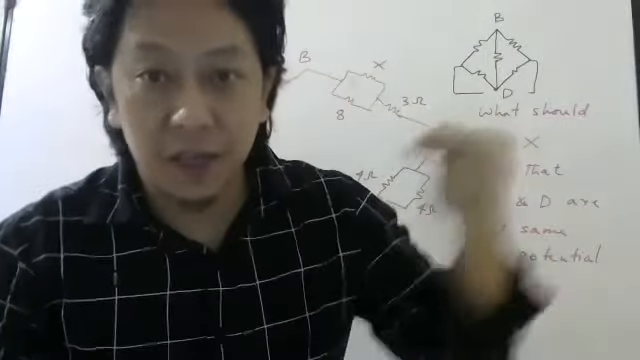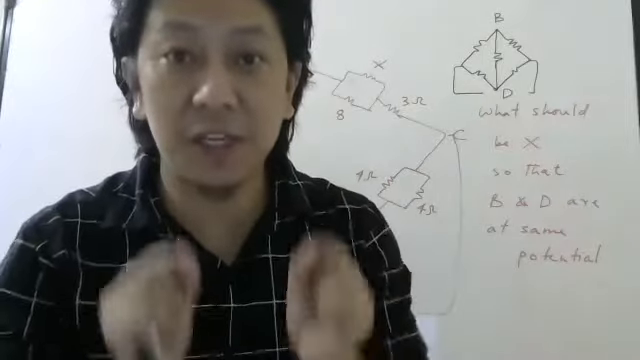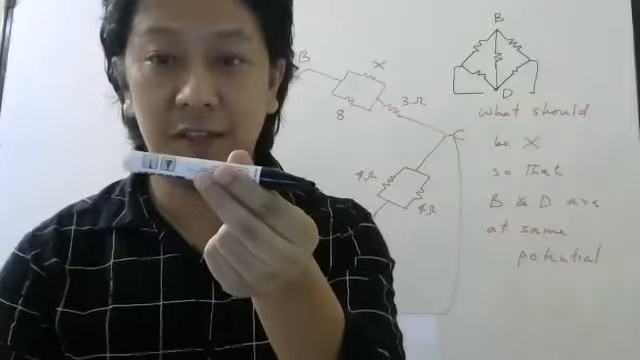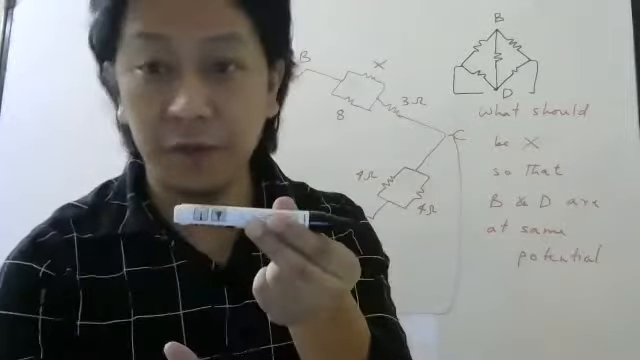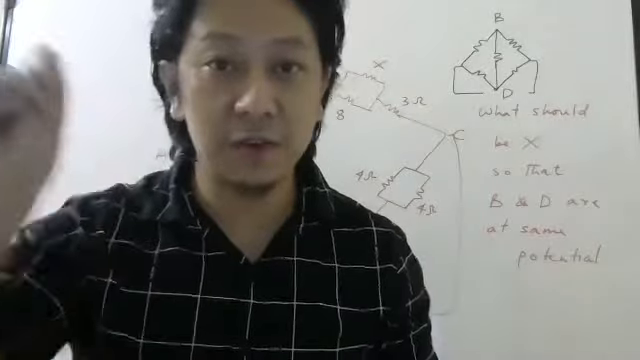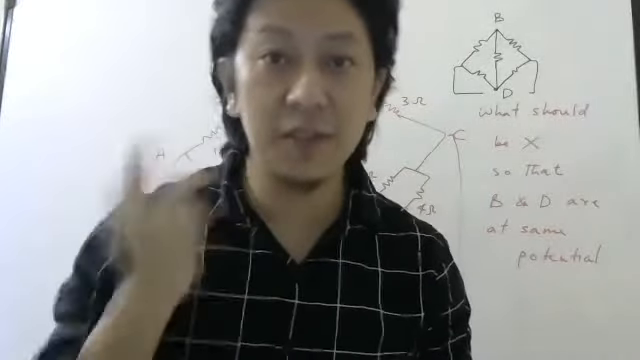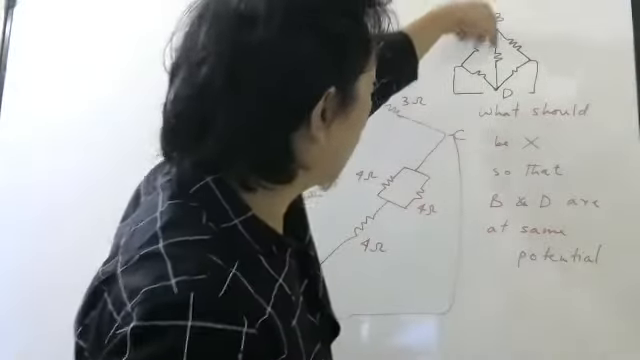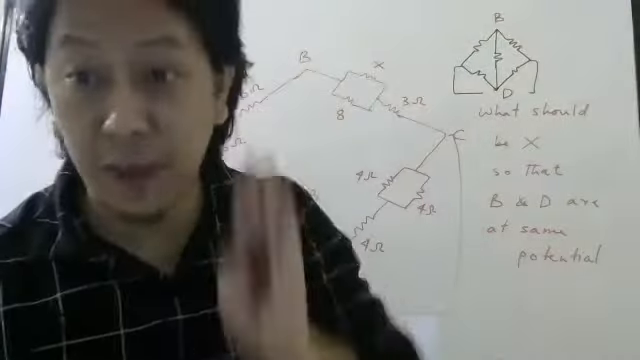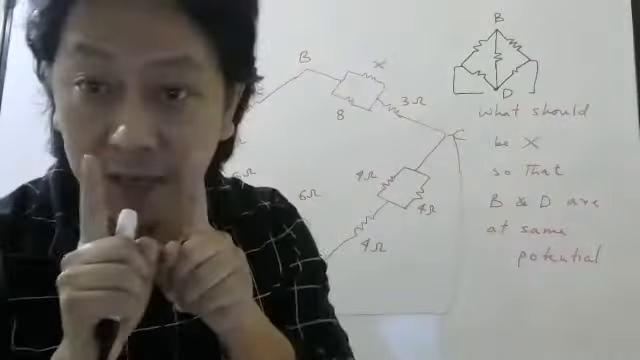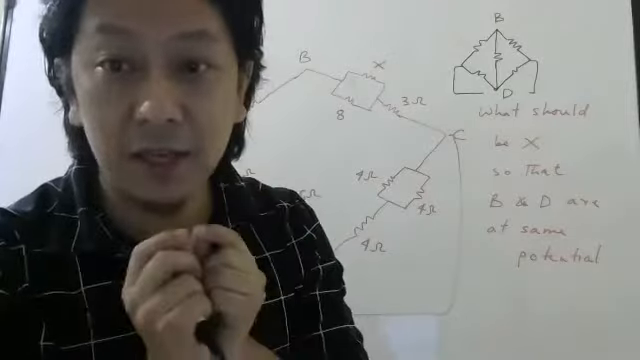Why? Because current flows when there is a potential difference across a resistor. If this is the resistor, there has to be a potential difference, then current will flow. According to Ohm's law, V equals IR. So if V is 0, current will be 0. So if no current is there, we say it is balanced, which means this point and this point should be at the same potential.